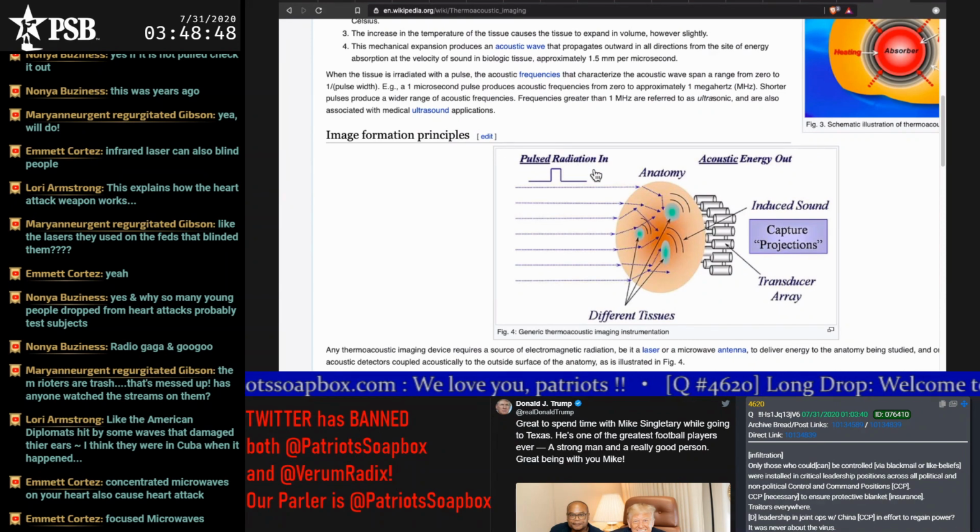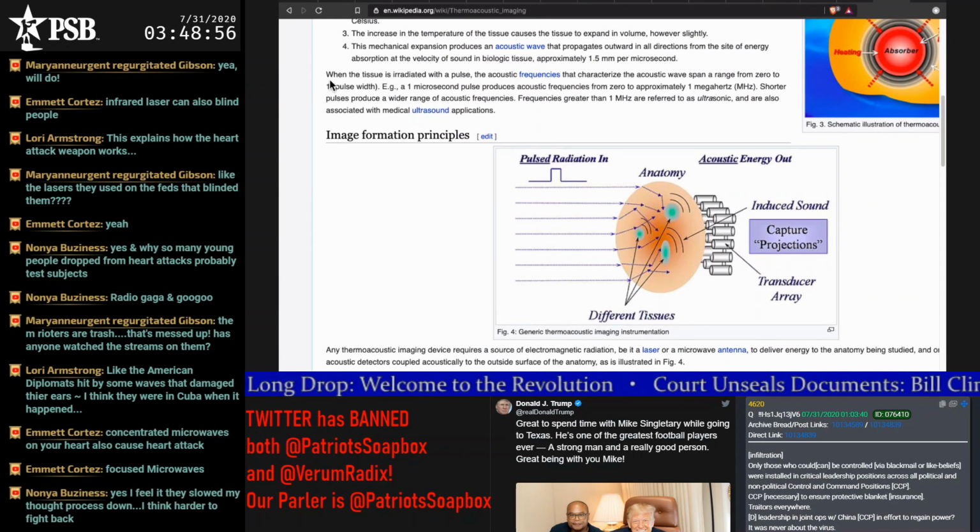On, off, on, off, on, off. And you do that at a high enough frequency. I'll explain it. It's right here. When the tissue is irradiated with a pulse, the acoustic frequencies that characterize the acoustic wave span a range from 0 to the inverse of the pulse width. Example, a 1 microsecond pulse produces acoustic frequencies from 0 to approximately 1 megahertz.